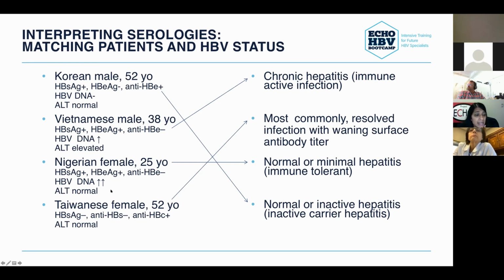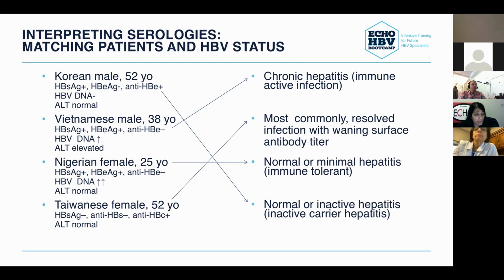The next case is a Nigerian female who's also young at 25, who's surface antigen positive, so you know they have chronic Hep B. Their e antigen is positive, and here their Hep B DNA is very elevated and their ALT is normal. So that should make us think of, again, what we used to call immune tolerant, but we now call normal or minimal hepatitis. So again, those earlier stages of infection, typically, and in people who acquire this at a young age, it's not uncommon in their 20s and 30s to be in this, what we used to call immune tolerant, but now normal or minimal hepatitis phase.